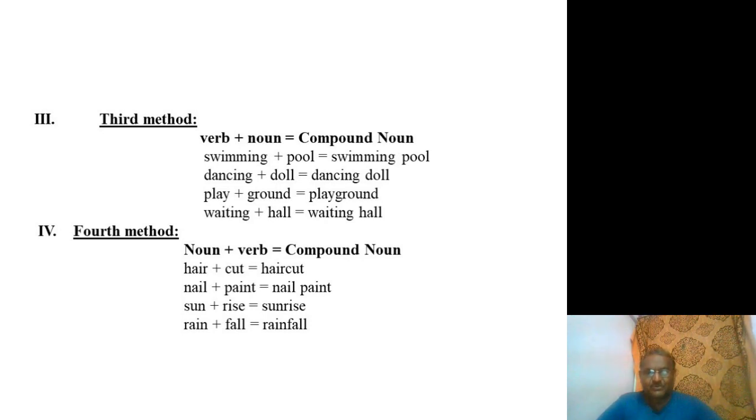So what are the methods? What are the ways to prepare compound nouns? There are four methods. Noun plus noun is called compound noun. Adjective plus noun is called compound noun. Verb plus noun is called compound noun. Noun plus verb is called compound noun. In that way, we can prepare compound nouns. Okay, we'll just move on to the next one.